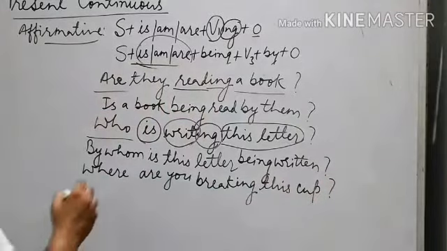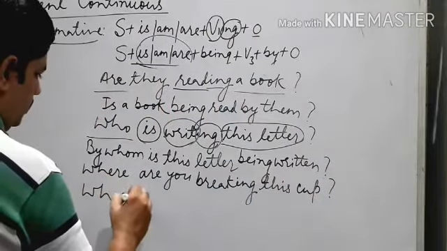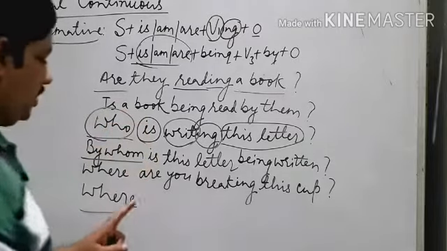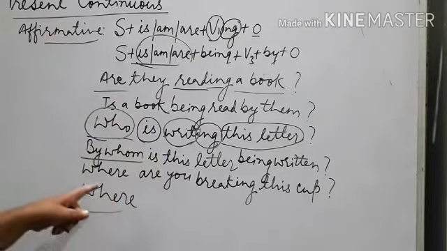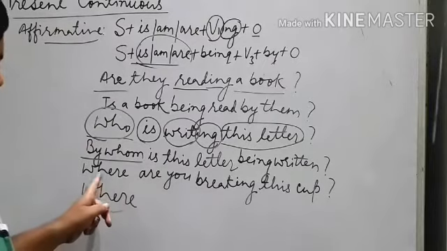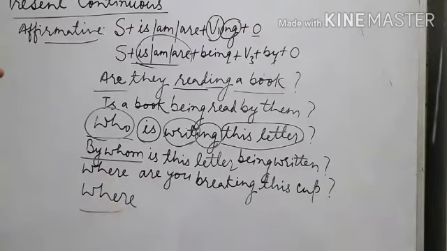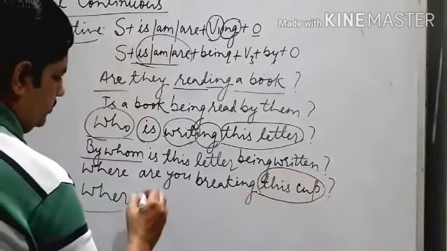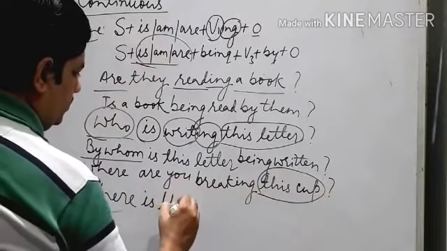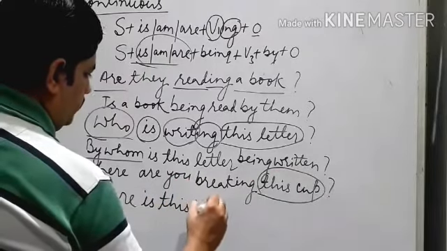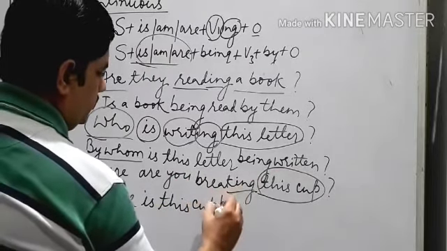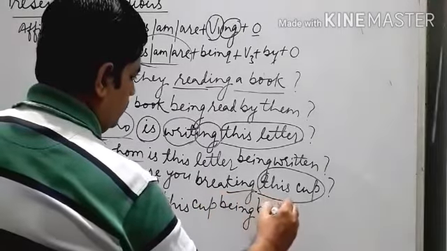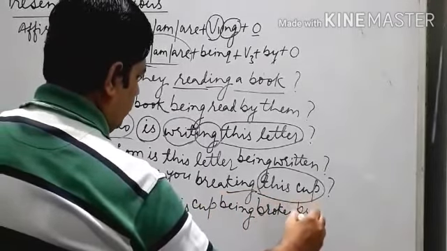Okay, simple. So only WHO, this particular word, will be changed into "by them", not others. I'll tell you where that will be. "Where", take it as it is. Now change according to this object. "Where is", because it is singular. Where is this cup? Now I change into "being" broken by.